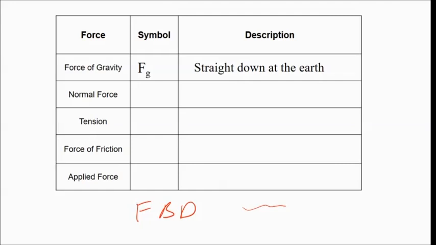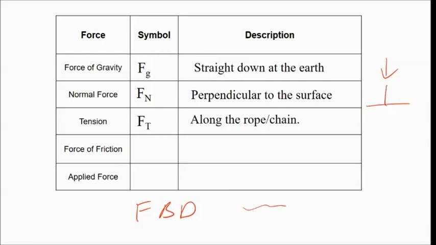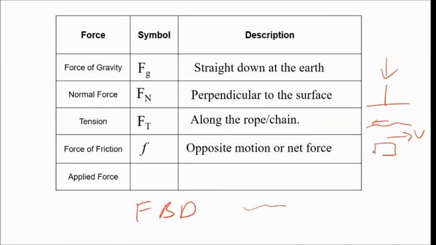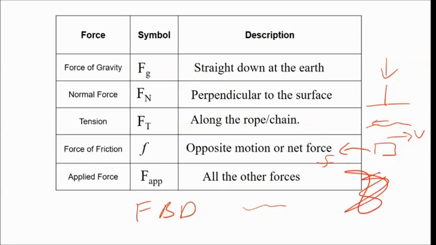Force of gravity is always straight down wherever Earth is. The normal force is always perpendicular to the surface that you're talking about. A tension is always along a rope or a chain. The force of friction is always going to be, if you're headed one way, back the other way. And applied force is everything else that you might even have. Okay, so there we go, different kinds of forces.